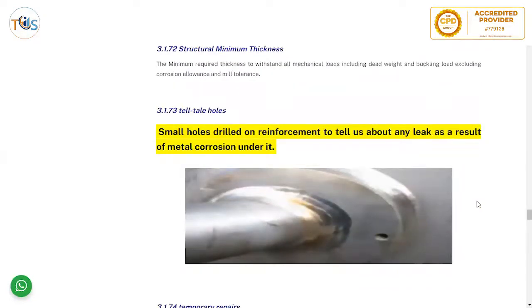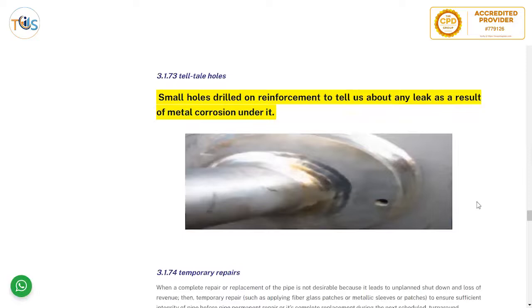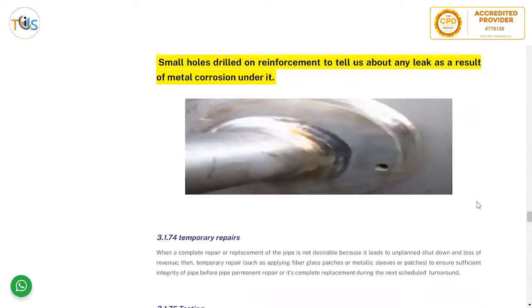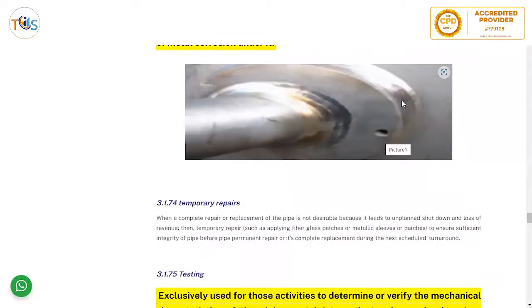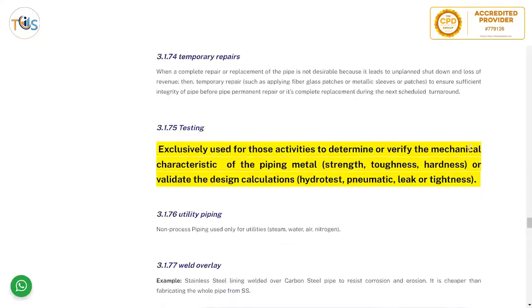All the ingredients you need for accelerated corrosion. Structural minimum thickness: the minimum required thickness to withstand all mechanical loads, including dead weight and buckling load, excluding corrosion allowance and mill tolerance. Telltale holes: small holes drilled on reinforcement to tell us about any leak as a result of metal corrosion and grit. You can see in this picture there is a hole here. This is a nozzle reinforcement. So if there is a leak behind the nozzle reinforcement, it can show us from there, so we can see the corrosion behind this area reinforcement.